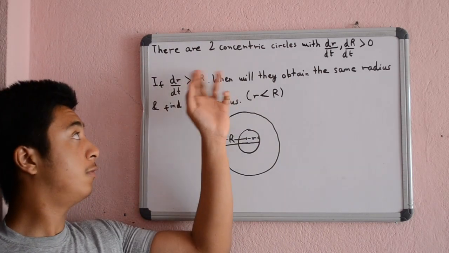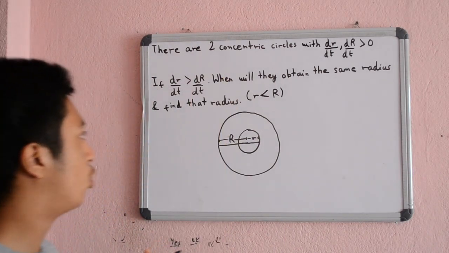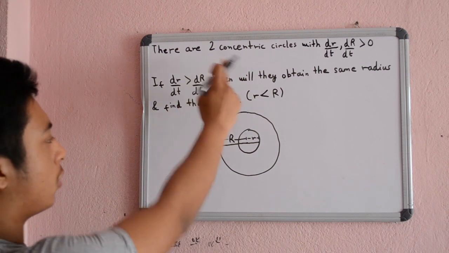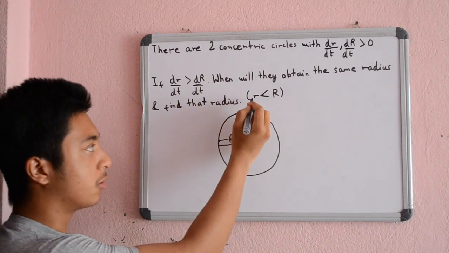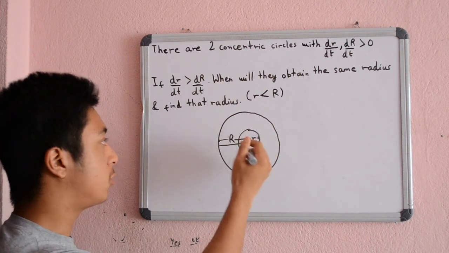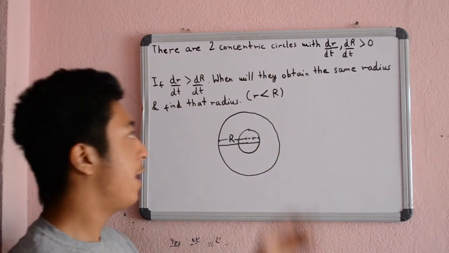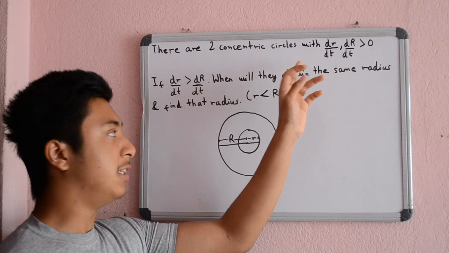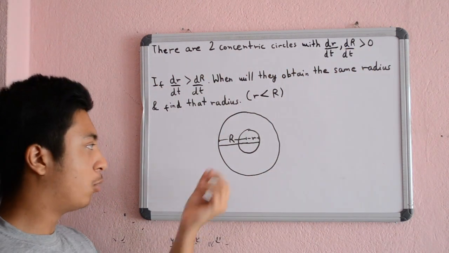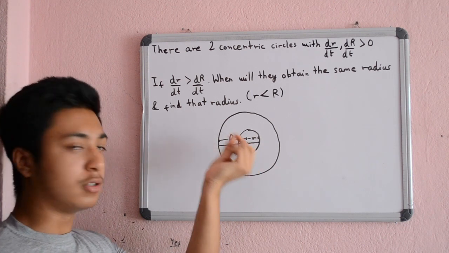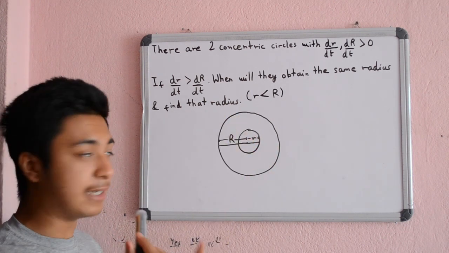Hello guys, let's solve this problem right here. We're given two concentric circles like this, and the radius of the inner circle is r and the radius of the outer circle is capital R. Here dr/dt and dR/dt are greater than 0, meaning that both of these radii are growing at a certain rate.